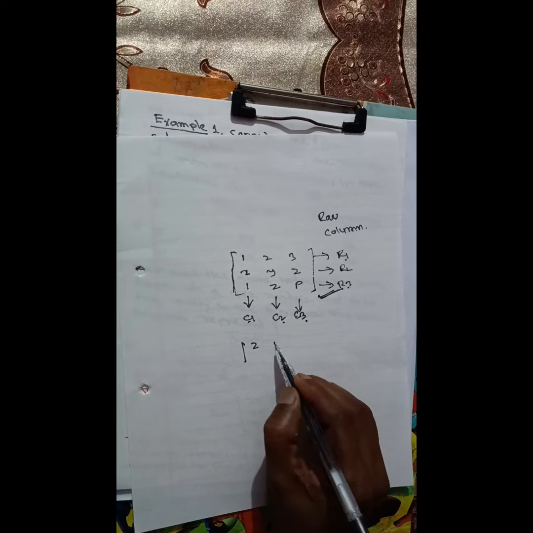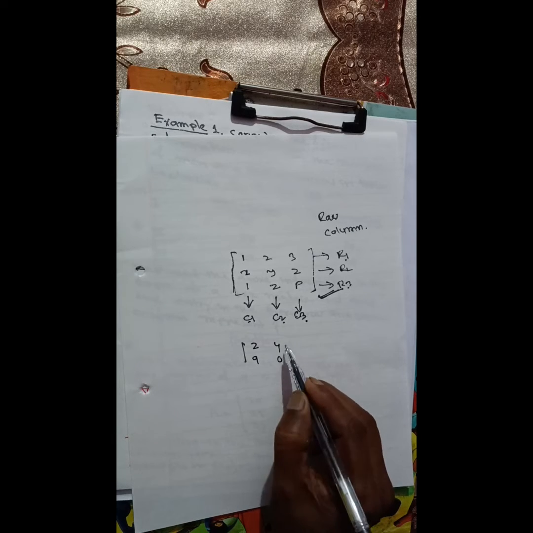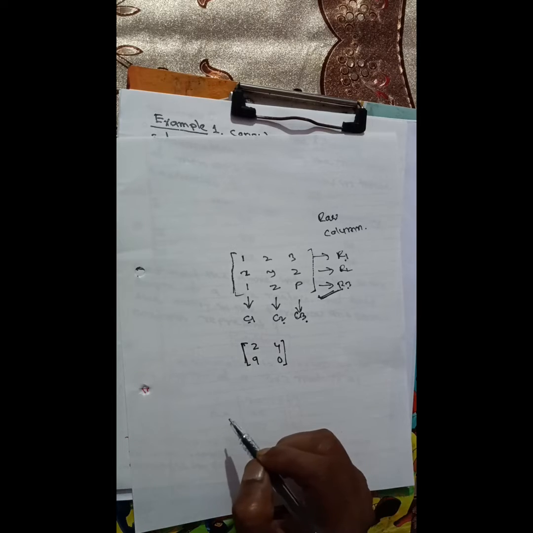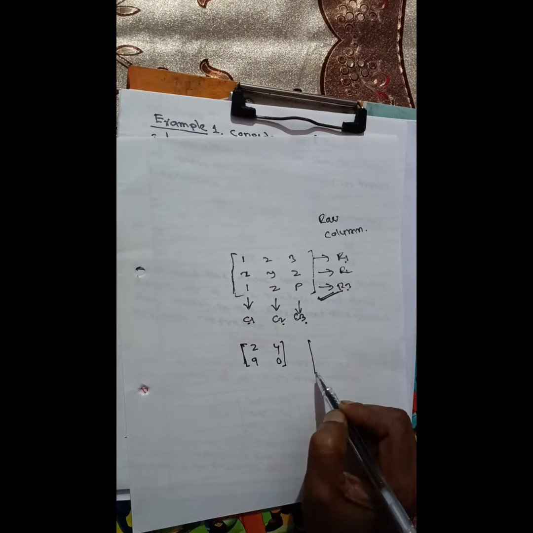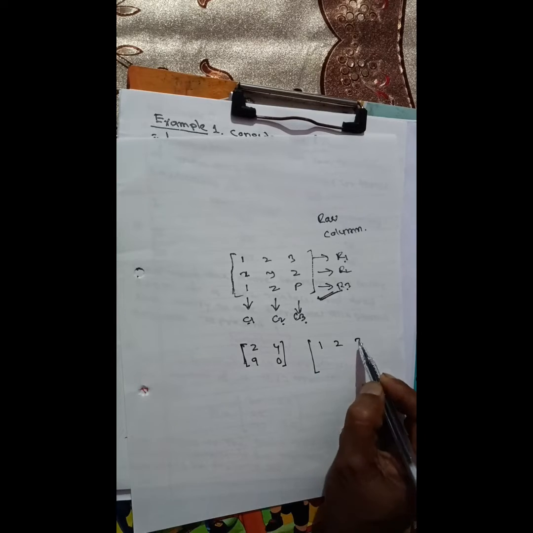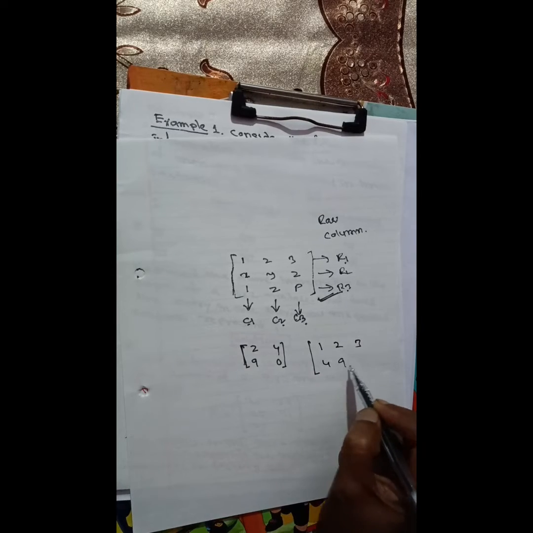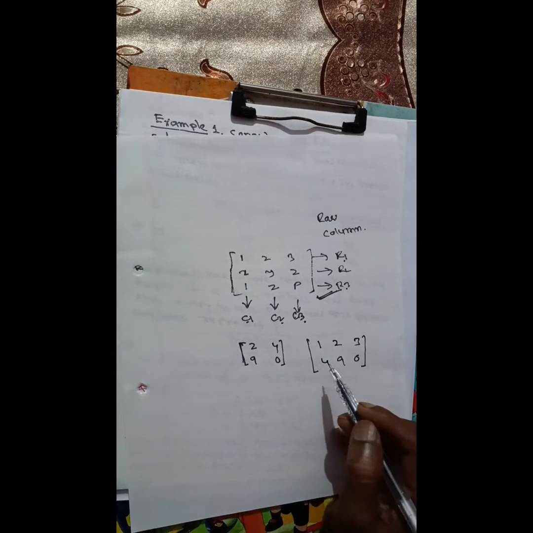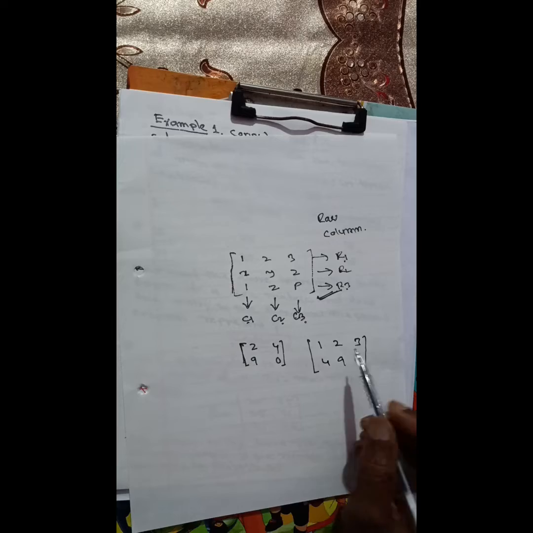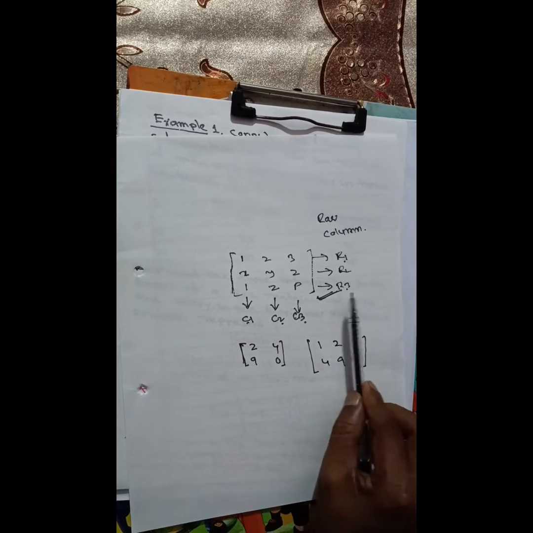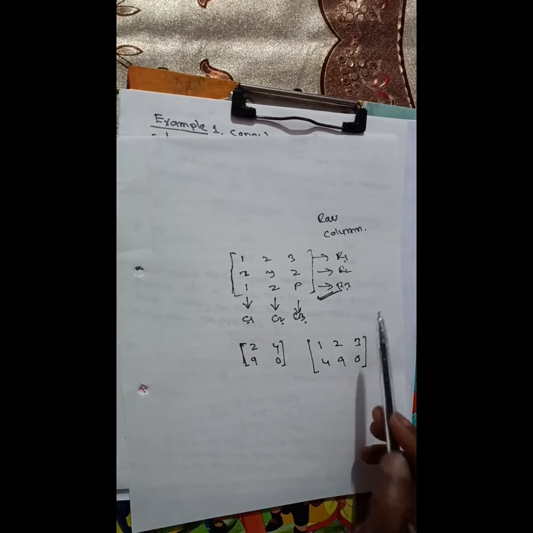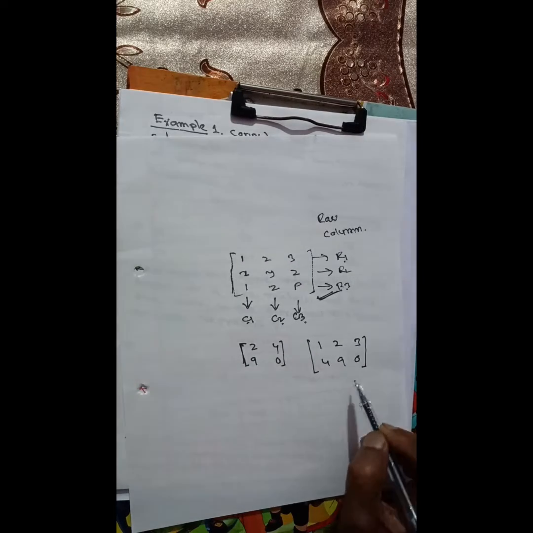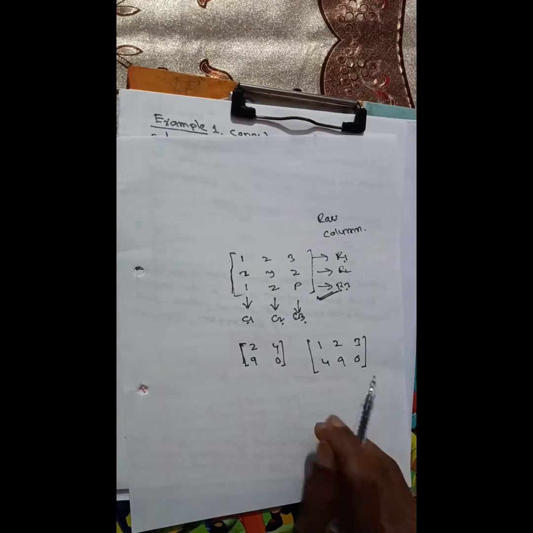Consider this: 1, 4, 9, 0. This is also a matrix, a square matrix. Here 2 rows and 2 columns. If we consider another, then 1, 2, 3, 4, 9, 0. This is also a matrix. In this matrix the number of rows is 2 and the number of columns is 3. So the number of rows is not equal to the number of columns. That's why this matrix is known as a rectangular matrix.